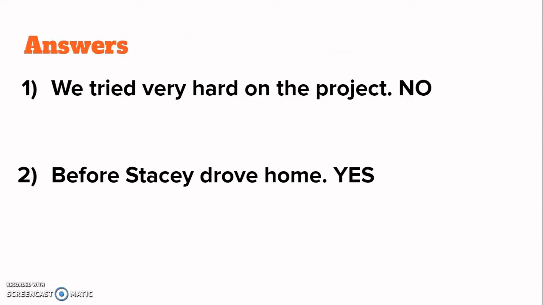We tried very hard on the project is actually independent. It is not dependent because it can stand on its own, it conveys a complete thought, it has a subject and a predicate. However, before Stacy drove home, this is dependent, and it is a sentence fragment. Stacy drove home, that could have been independent, but the dependent marker word before makes this a dependent clause.